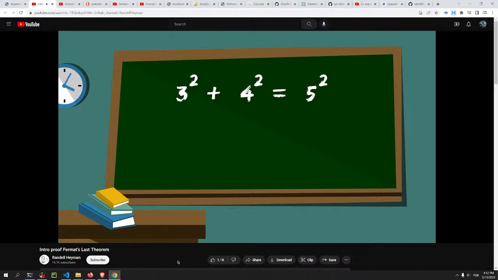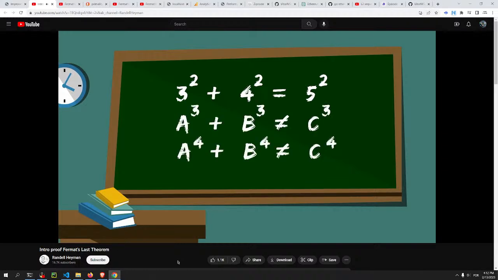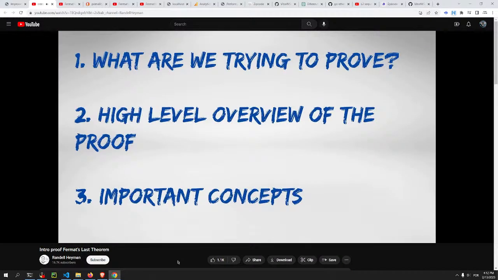So it's impossible to get two cubes that are added together to get a cube. It's impossible to get two fourth powers that add together to get a fourth power. And take any number greater than 2. It's impossible to take two 100th power numbers and add them together and get a 100th power number. So now, let's go on to the second part, which is a high-level overview of the proof.